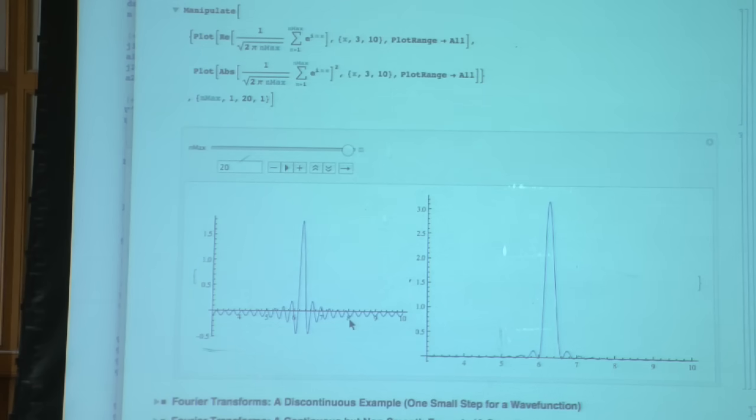Everyone cool with that? What's the expense? What have we lost in the process? Well, we know with great confidence now that the particle will be found here upon observation. But what will its momentum be? Yeah, now it's a superposition of a whole bunch of different momenta.